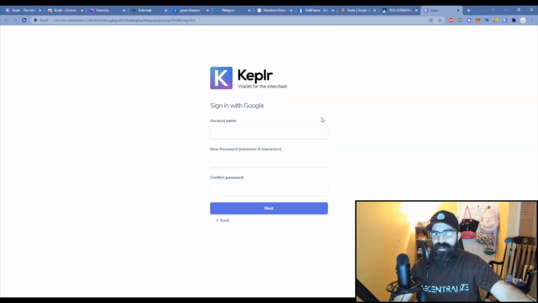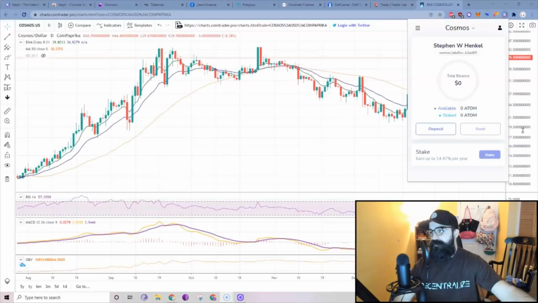I don't even know what my account name was. New password? So it did work. I did have to do some authentication through my phone, but it worked. So here you can see my Cosmos wallet, and this is the address that you will send to. So you can go into Coinbase, you can send Atom to this wallet. You can also go through KuCoin or other depositories.